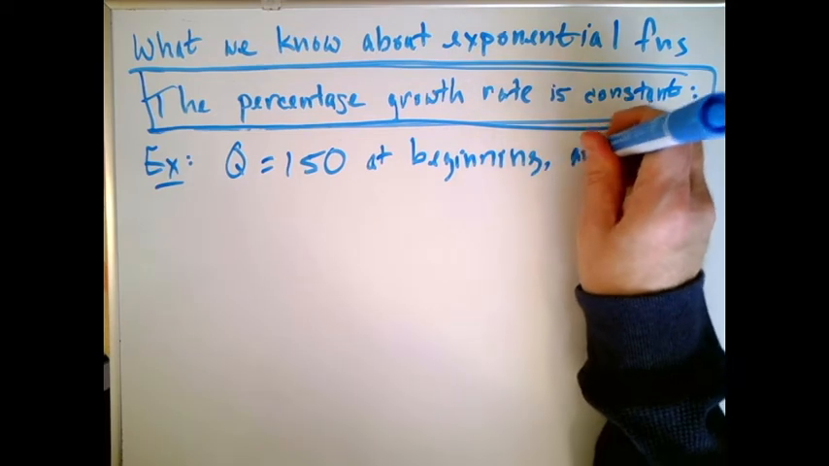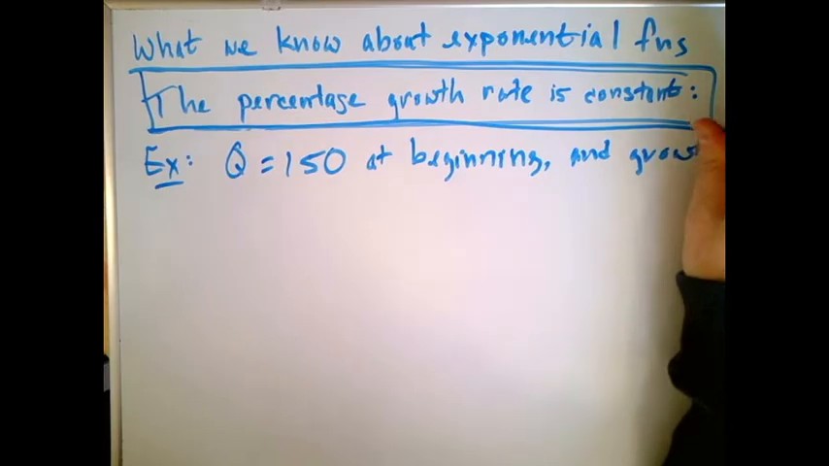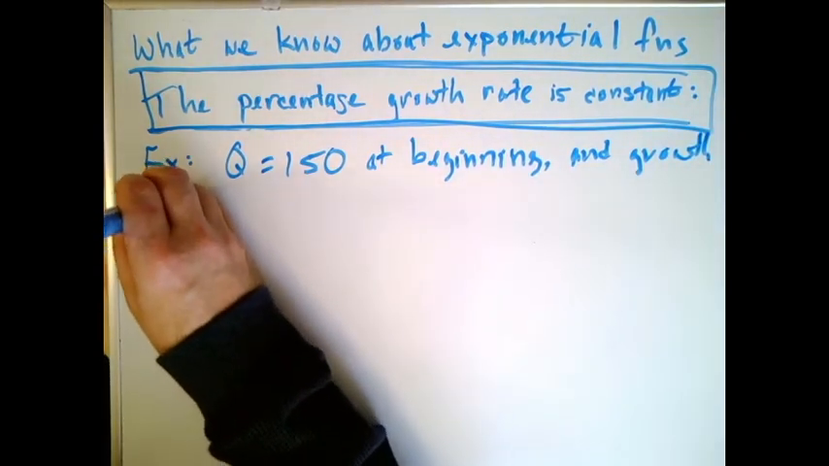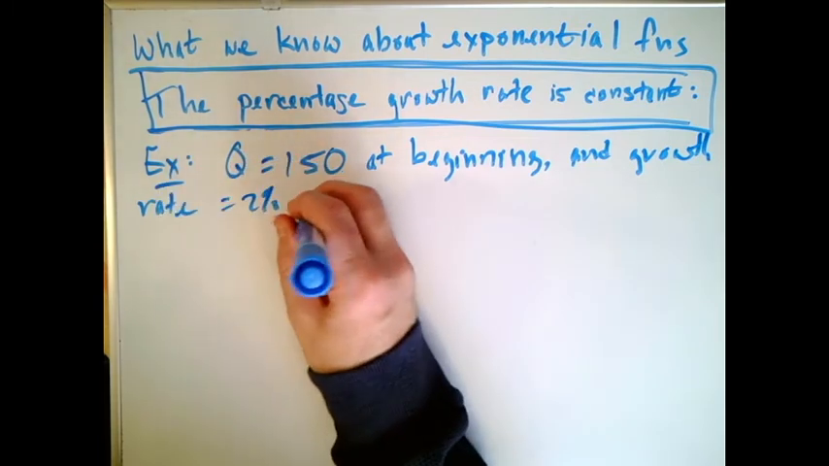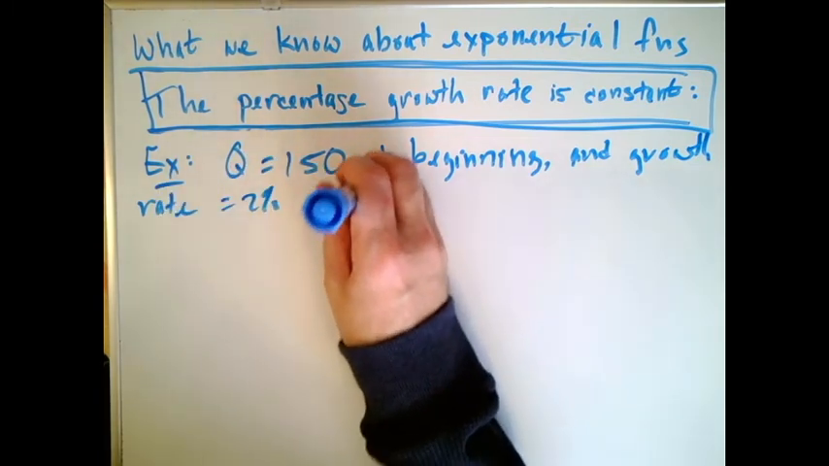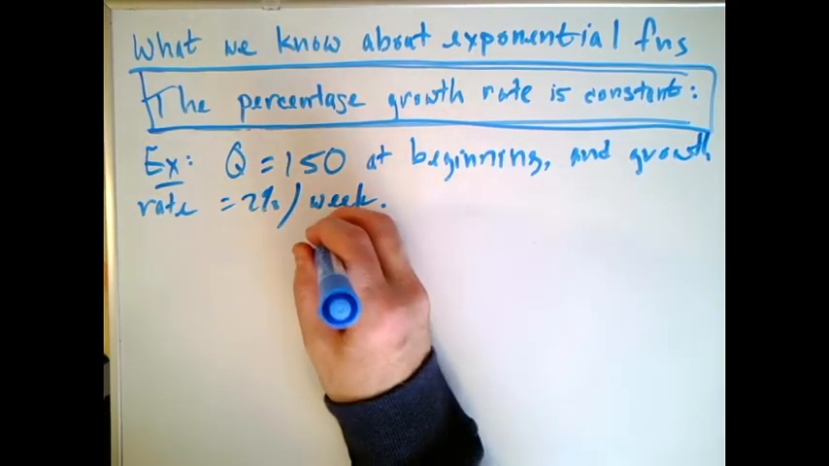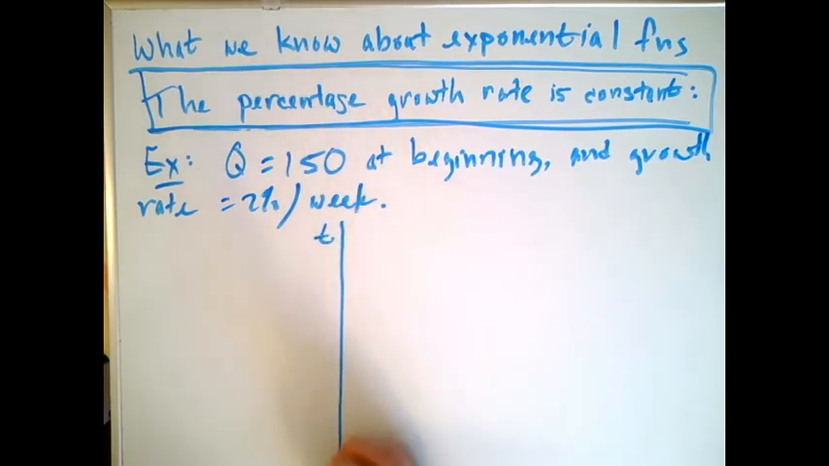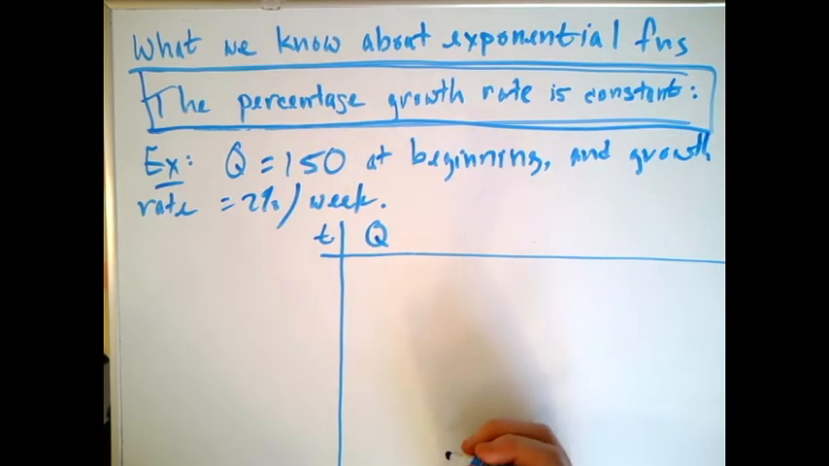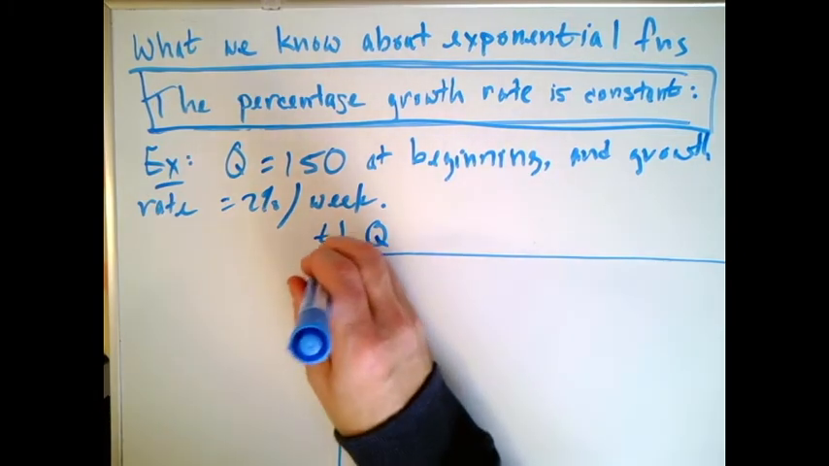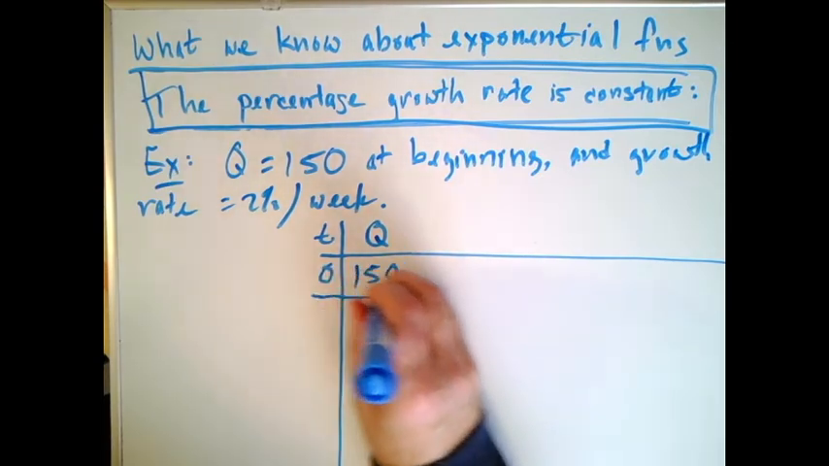And the growth rate, say, equals 2% per week. And I just want to make a table. I'm going to make a table where the variable's t. I like that. And what I want to do is watch what happens to my q. At the very beginning, they say q is 150. So I'm just going to put a 0 in for t. That's at the beginning, and q is 150.